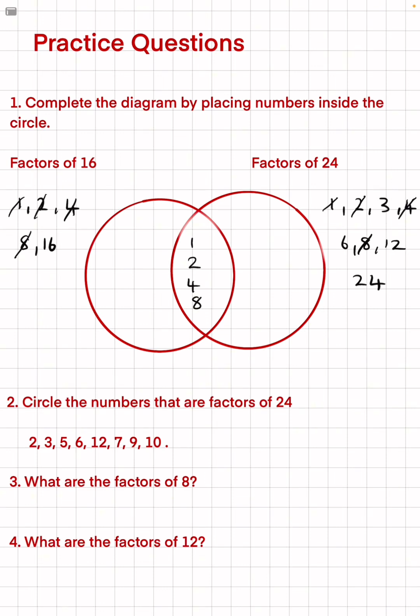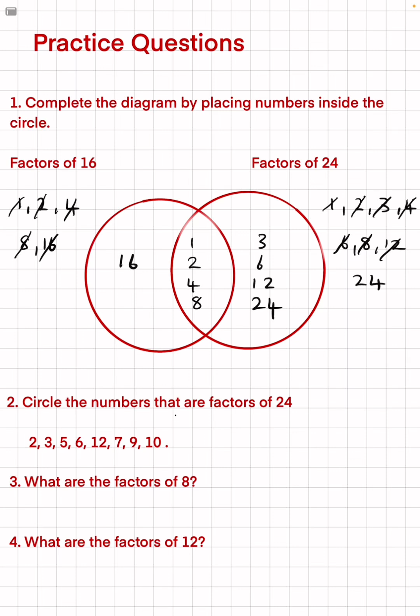and now we can put the remaining factors inside the circle here. So we've got 16. Factors of 24 are 3, 6, 12, and 24.